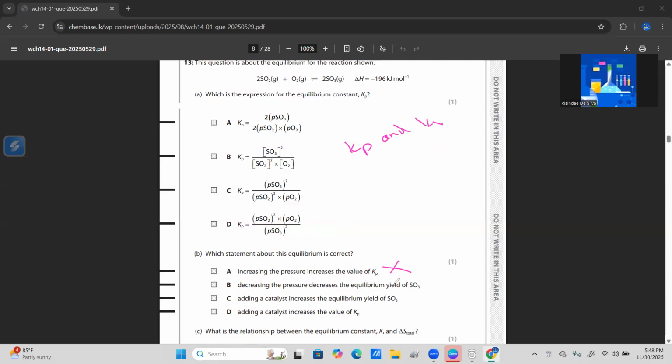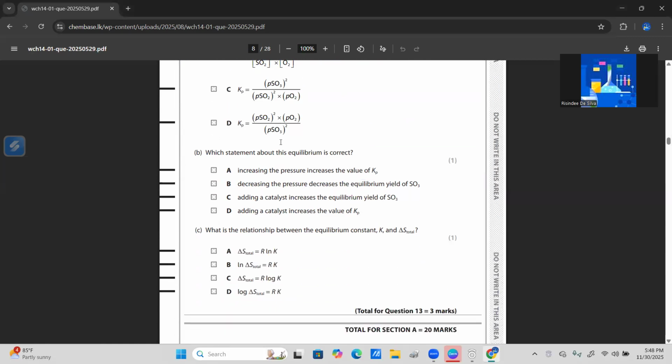Decrease in the pressure decreases the equilibrium yield of SO3. When you decrease it, that is correct, because the system tries to form more reactants to increase the pressure. So that is the correct one. Remember, children, equilibrium position and Kp are not the same. When we increase the pressure, the position of equilibrium will move towards your right-hand side, but that will not increase Kp because Kp or Kc depends only on temperature. So the correct answer is B.